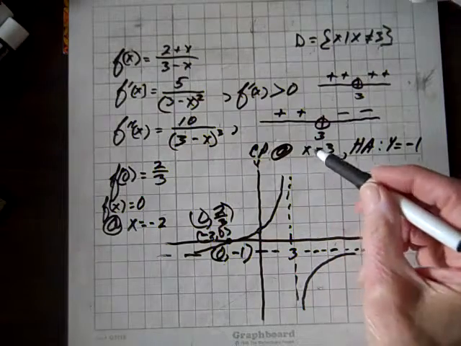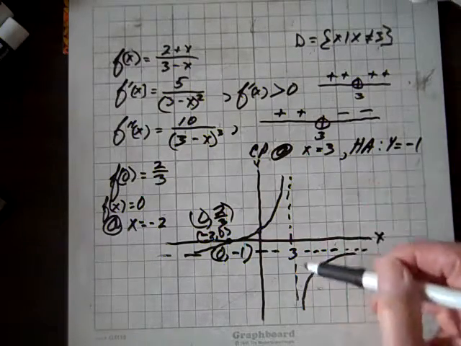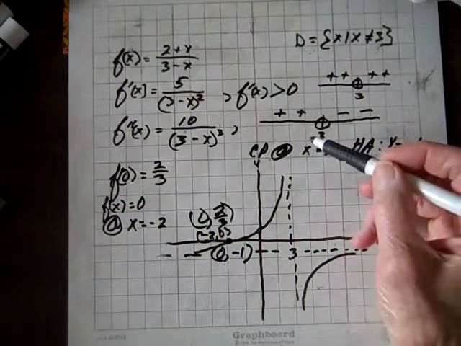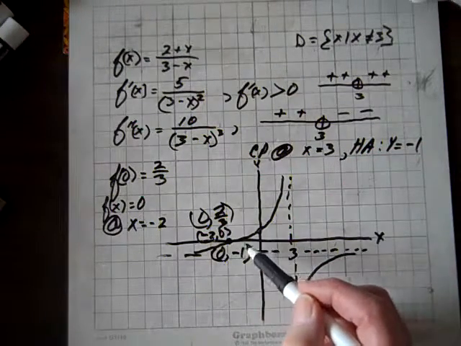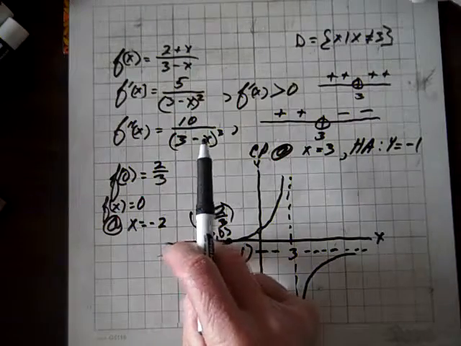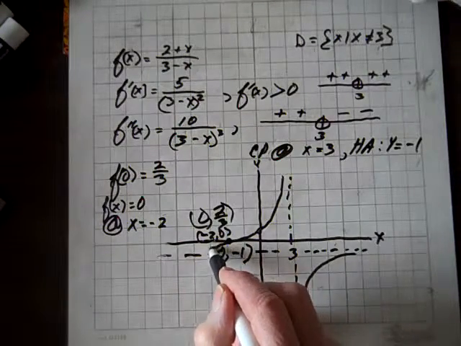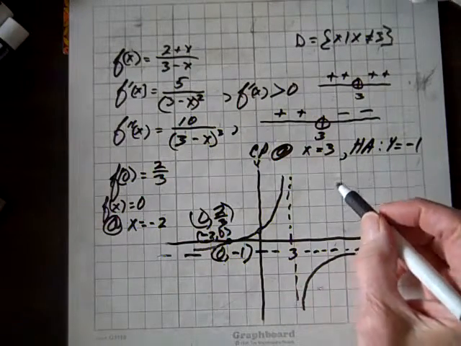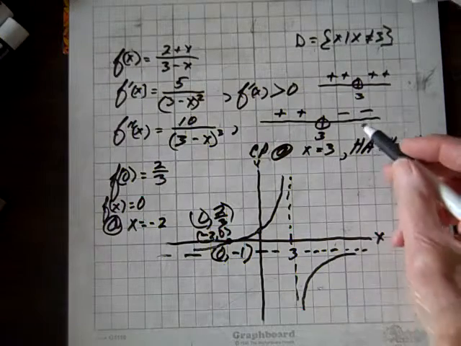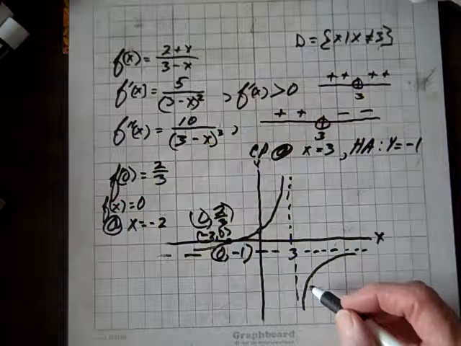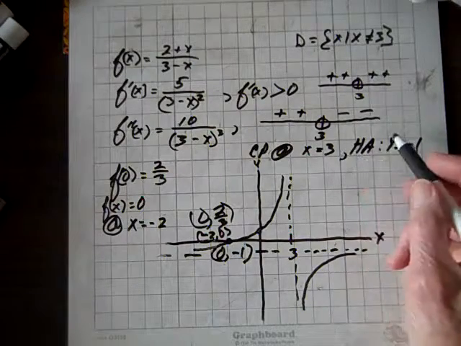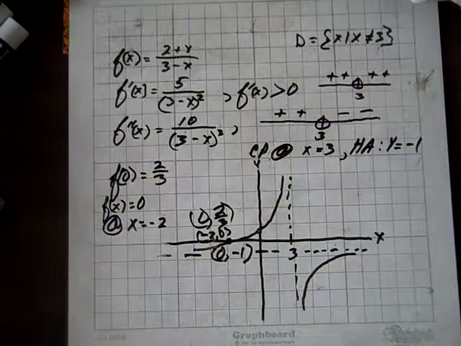And notice, the slope is always positive, and it's concave up on this interval from negative infinity to 3, and it's concave down, so the second derivative is negative, on the interval from 3 to infinity. And I think we have it.